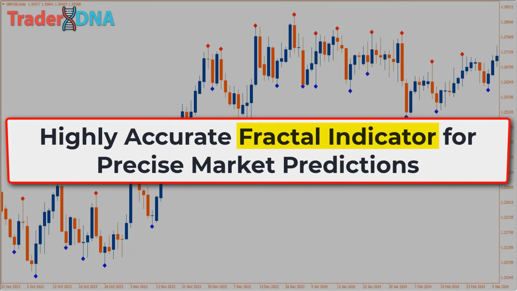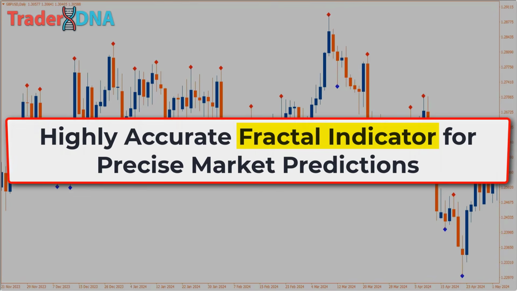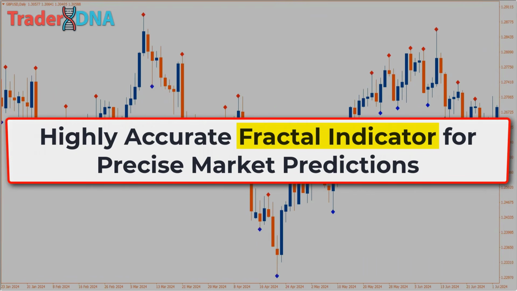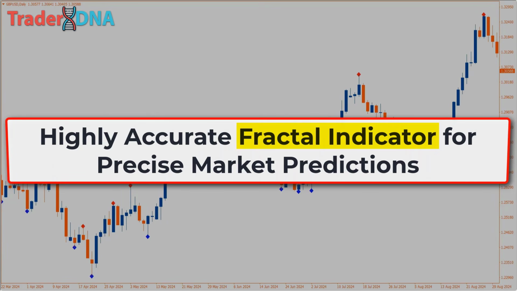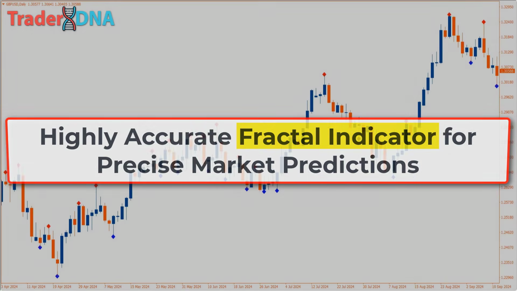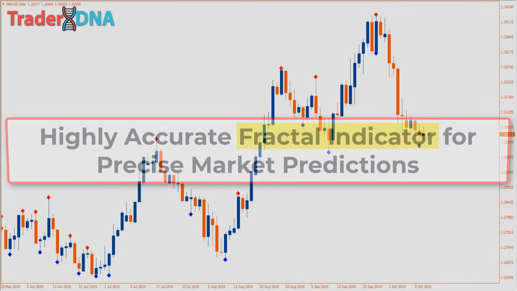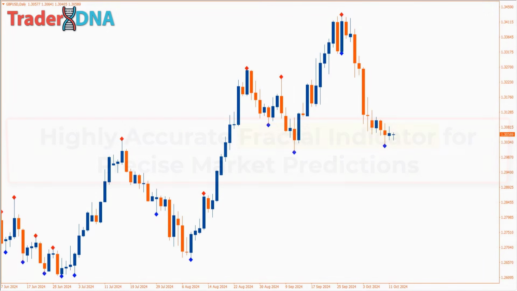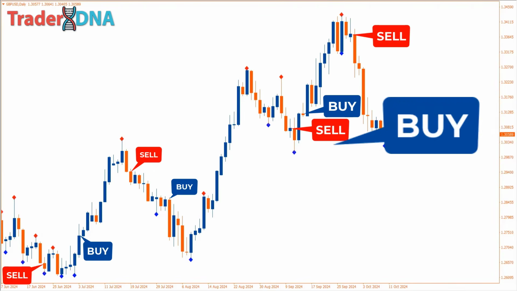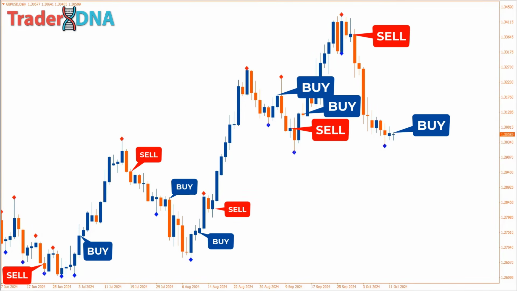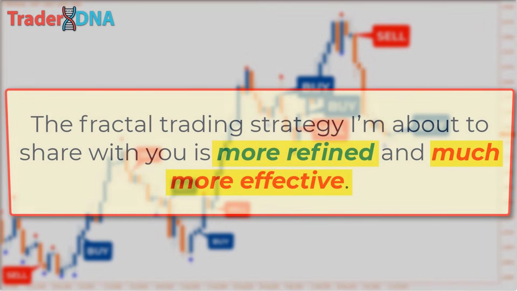The truth is, while the fractal indicator can be a powerful tool, it is often misused, leading to poor win rates. Most traders don't realize that using the fractal indicator incorrectly can severely diminish its effectiveness, making it difficult to achieve profitable outcomes. As you may already know, the traditional use of the fractal indicator often fails because it generates too many entry signals in a short amount of time, leading to confusion and missed opportunities. However, the fractal trading strategy I'm about to share with you is different. It's more refined and much more effective.